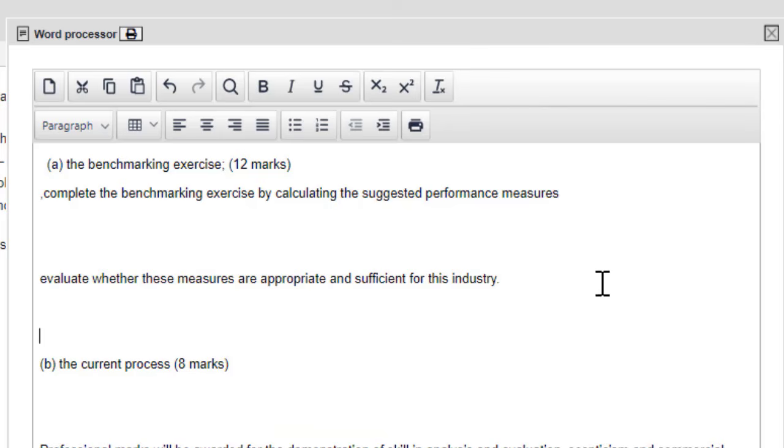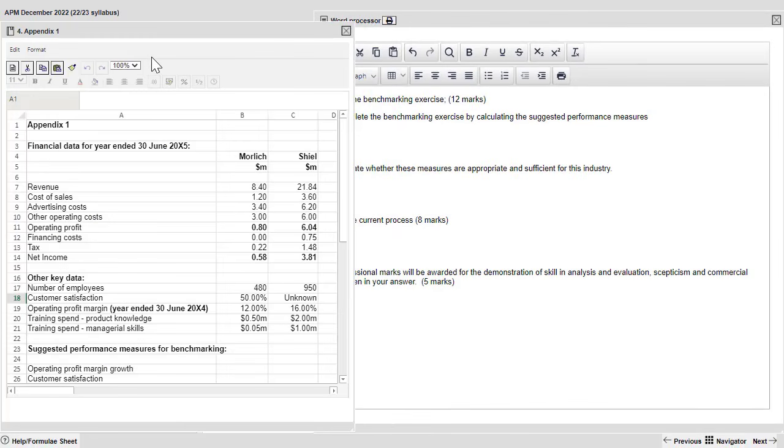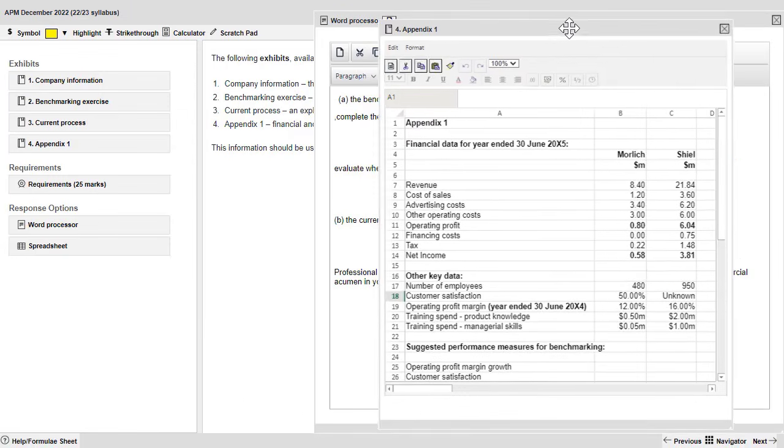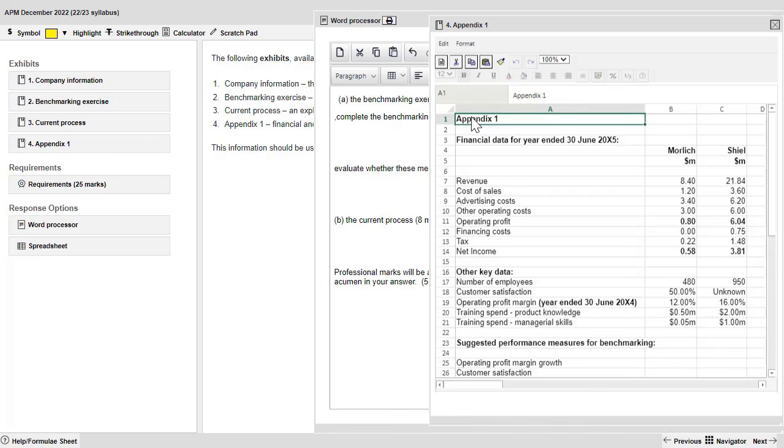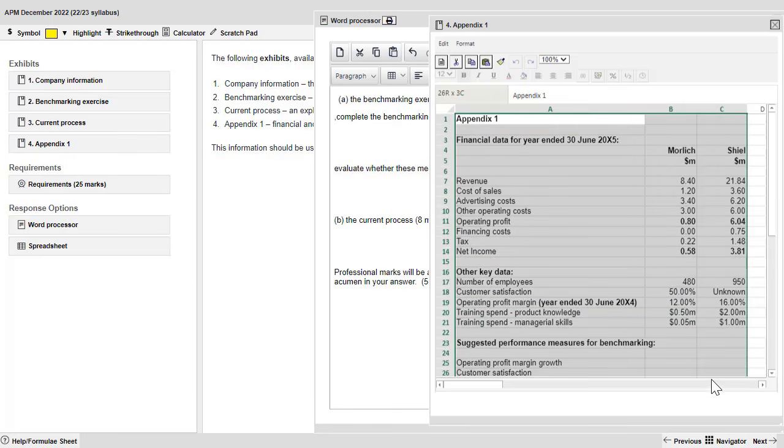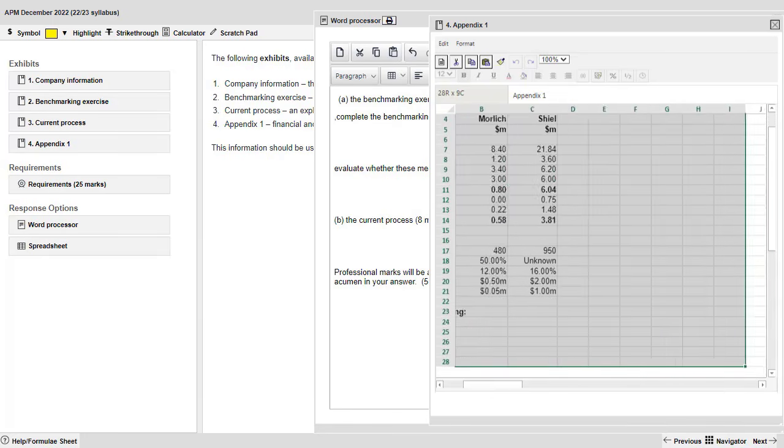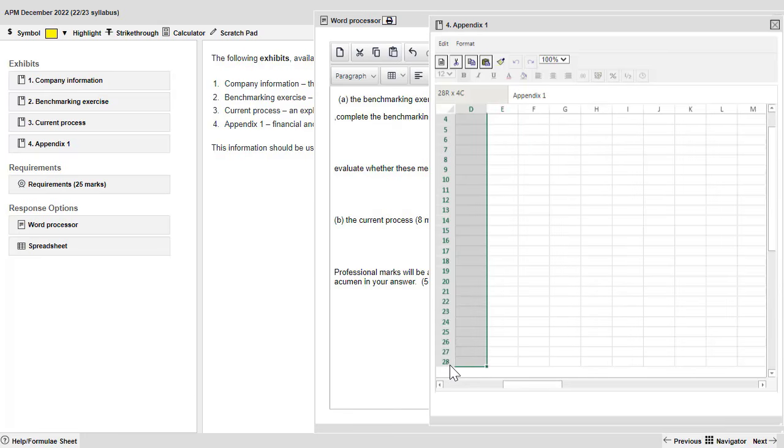Now, I saw that there's a spreadsheet attachment, Appendix 1. When they give you a spreadsheet, that's a very important clue that we can use the spreadsheet to do the work. So let's just grab all of this now.